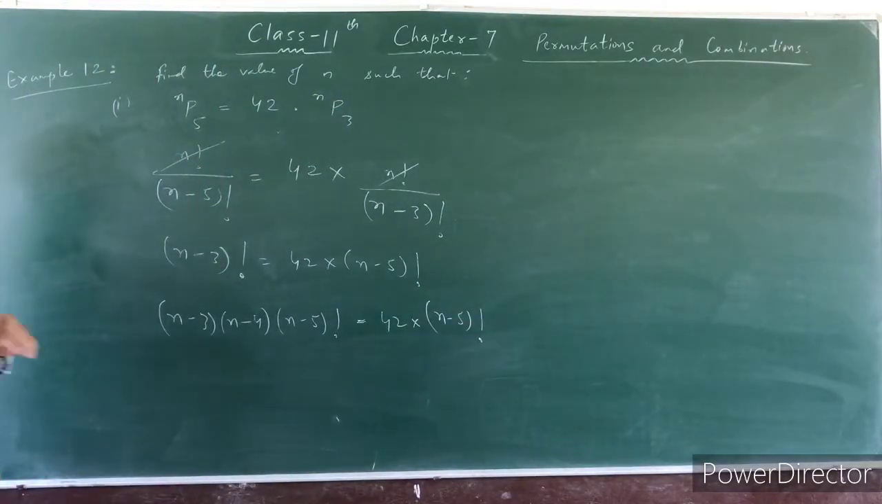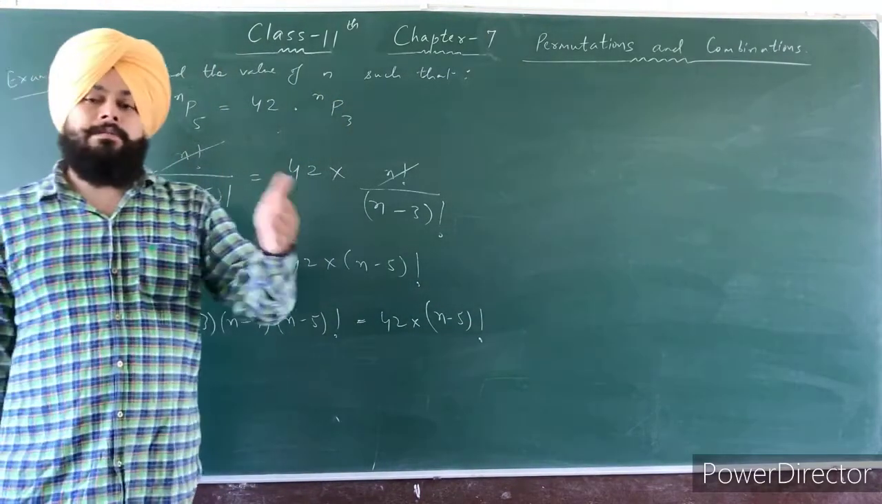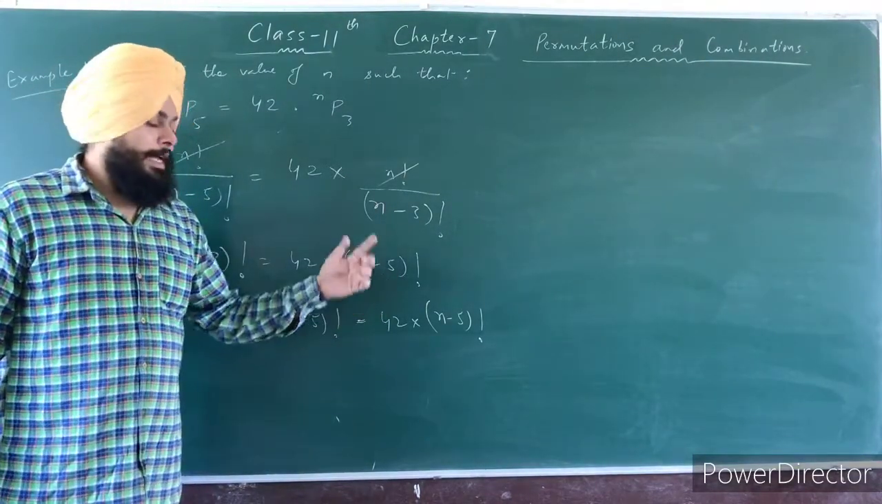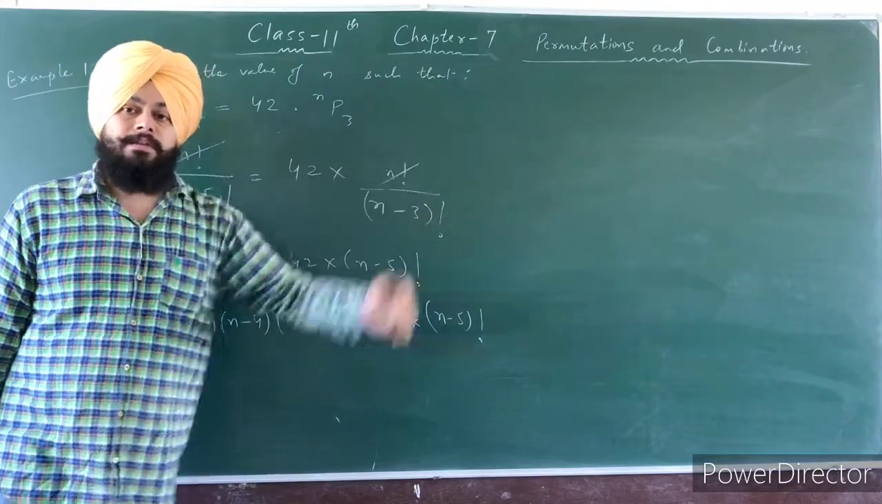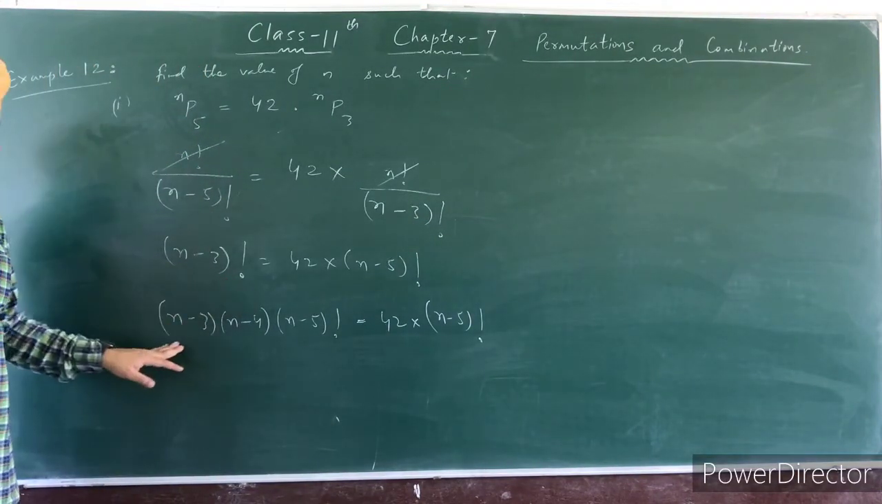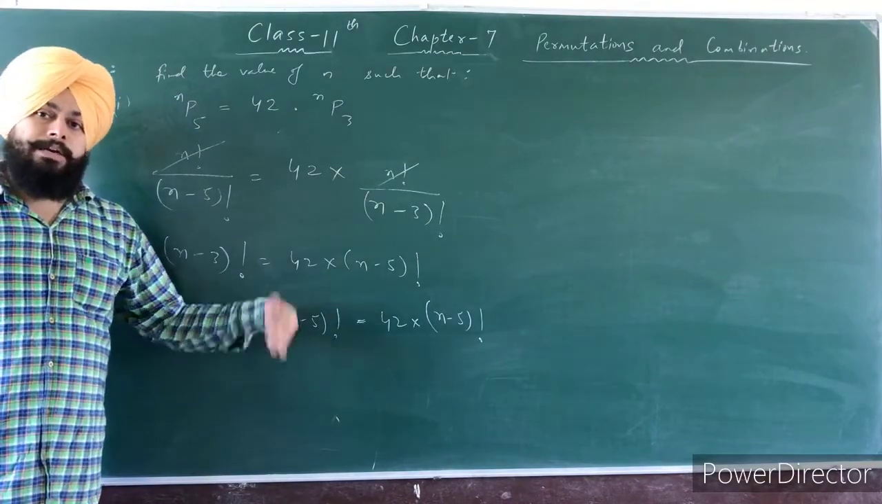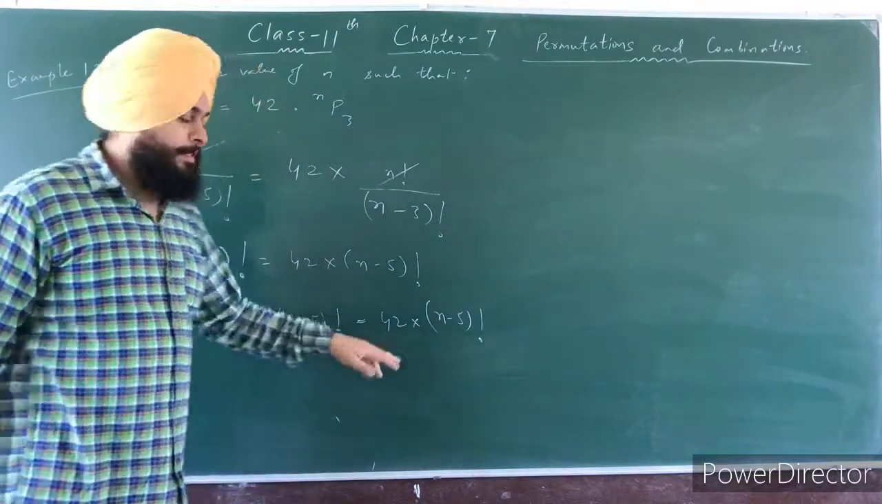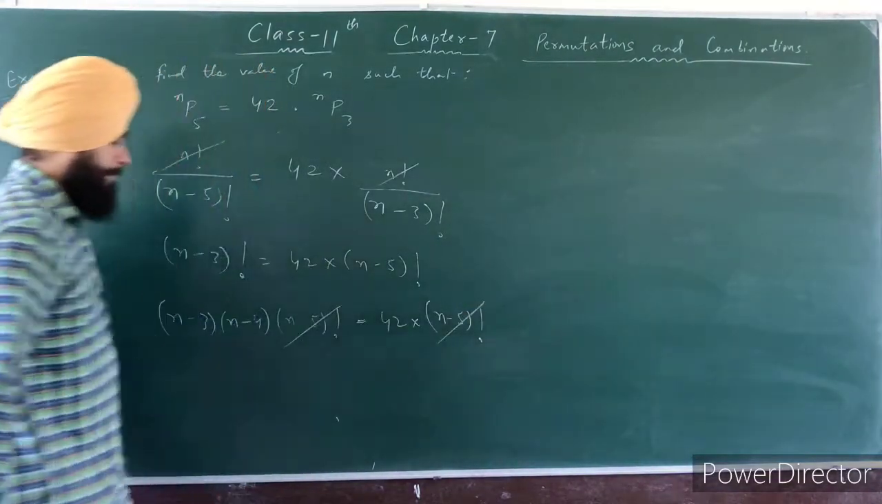When you expand the factorial, in the next term you subtract 1. So if you subtract 1 from this, then it is what? n minus 5, n minus 6, n minus 7. But when you expand this (n minus 3) factorial, it is (n minus 3)(n minus 4)(n minus 5) factorial. So you can see (n minus 5) factorial is the same on both sides, so it is cancelled.